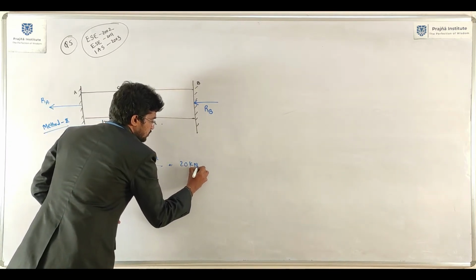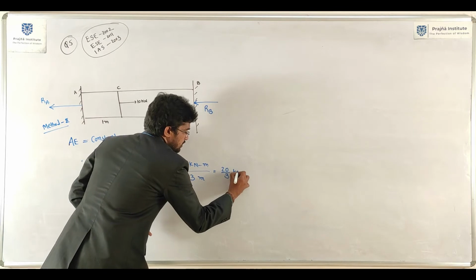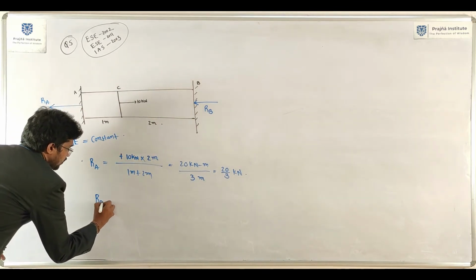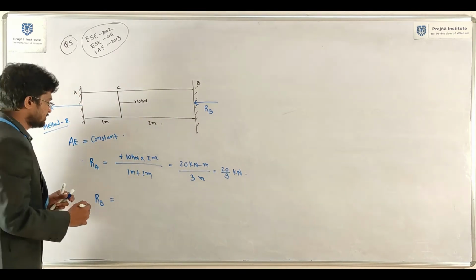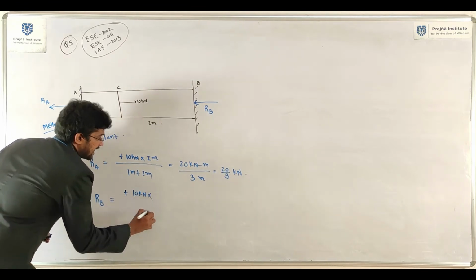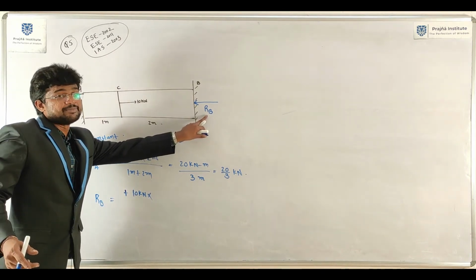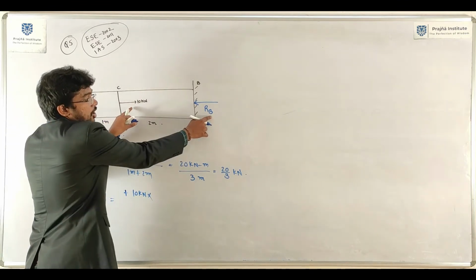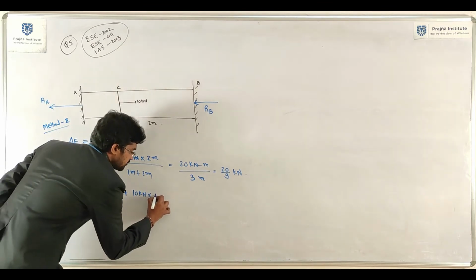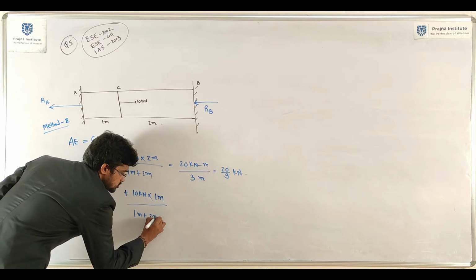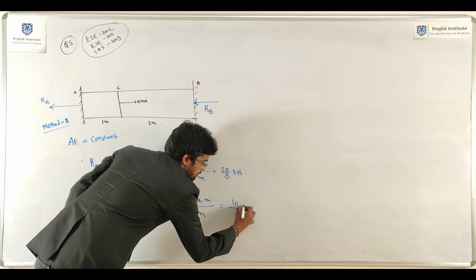It is 20 kilonewton meter by 3 meter. So here RA is 20 by 3 kilonewton. Then for RB, RB and the 10 kilonewton are both acting in opposite directions, which means 10 plus 10 kilonewton. The distance is measured from the other fixed end, since you are calculating the reaction at support B. Comparing the two, both are in opposite direction, means positive. Write down 10 kilonewton and the distance from the other fixed end, 1 meter by 1 meter plus 2 meter, equivalent to 10 kilonewton meter by 3 meter, equal to 10 by 3 kilonewton.